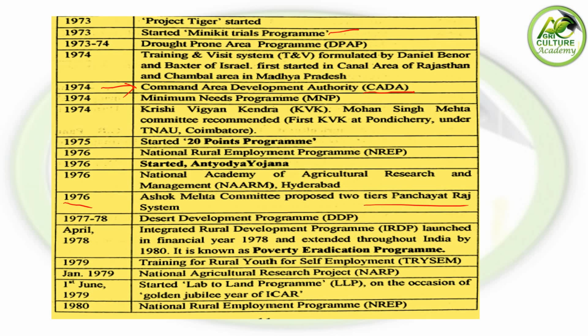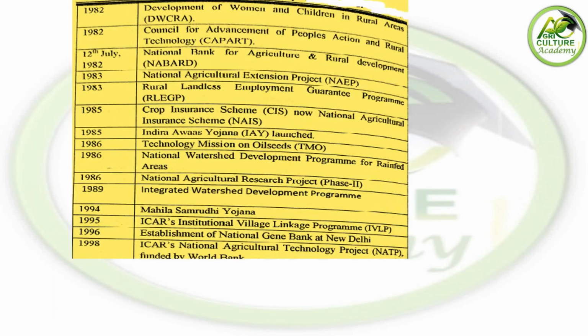Then 1979, Training of Rural Youth for Self Employment. In 1979 January, National Agricultural Research Project, NARP. On 1st June 1979, started Lab to Land Program, LLP, on the occasion of the Golden Jubilee of ICAR. This one is also a question: what was started on the Golden Jubilee of ICAR? Lab to Land Program. 1980, National Rural Employment Program, NREP.